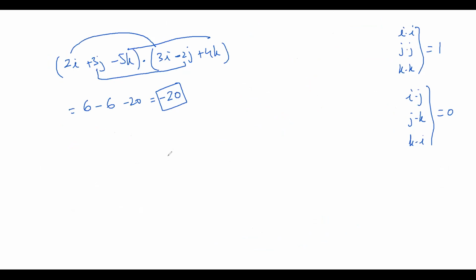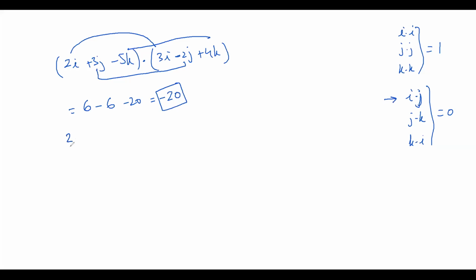So why didn't we write I with I, J with J, or K with K? Look at this. What is I dot J? It's 0. So then why do you want to write all the zeros here? Hmm? Okay.